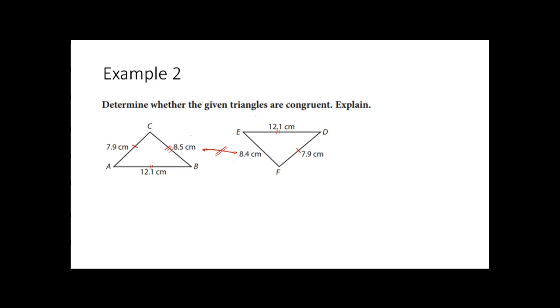So as you can see, those two sides are not equal to each other. We do not have CPCTC, because you're only going to have that if and only if all the sides and all the angles are congruent. Say that 10 times fast, CPCTC. We don't have that because that 8.4 is not 8.5. So these triangles are not congruent.